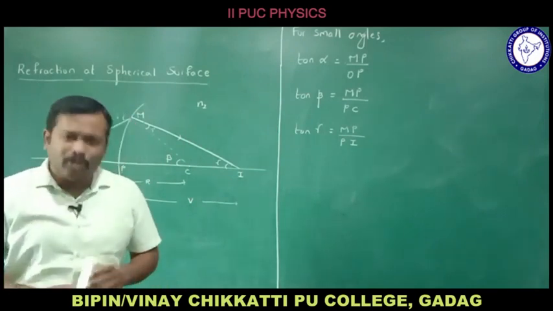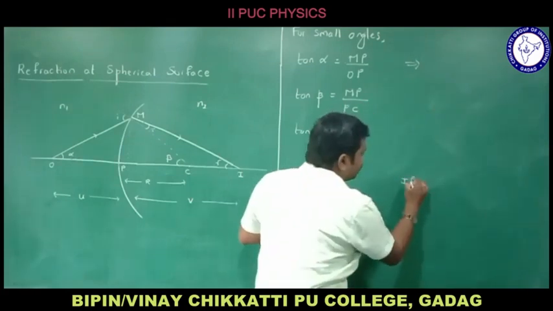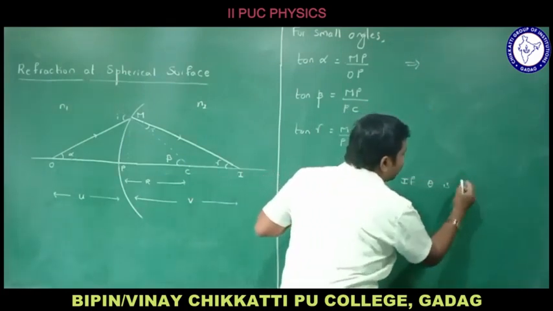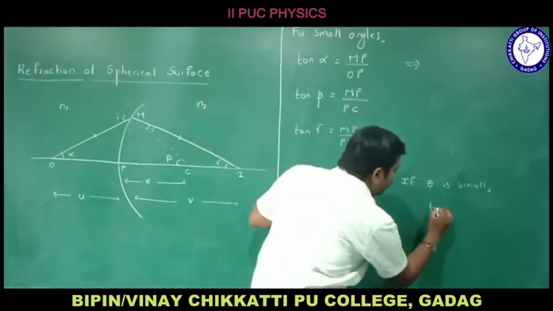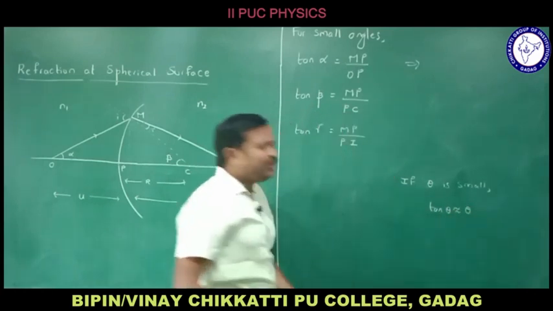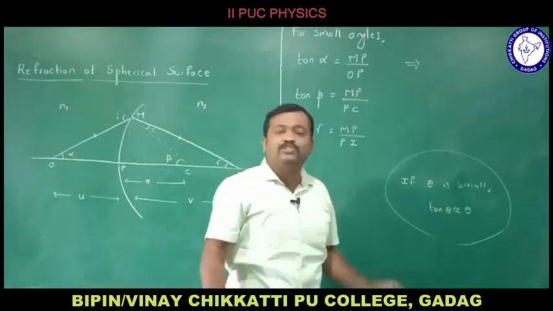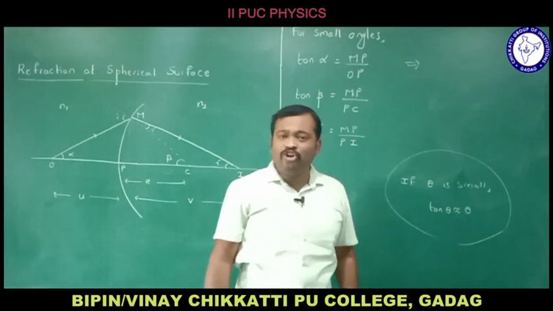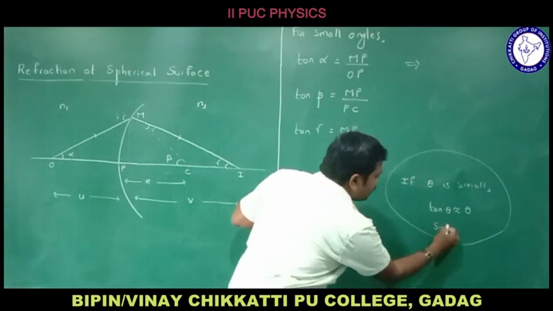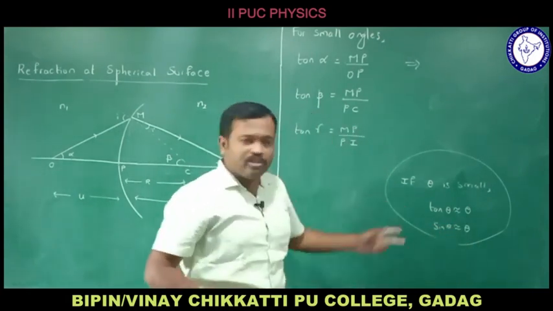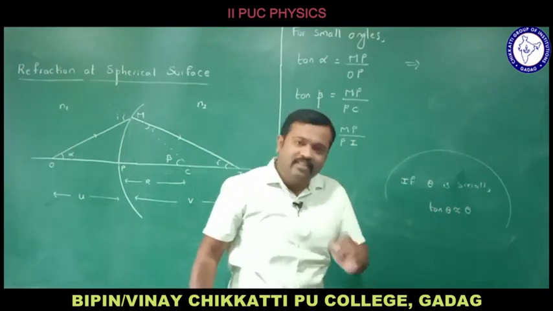Since the angles are small, do remember, if theta is small, you need to know this: tan theta will be nearly equal to theta. Whenever theta is small, tan theta is nearly equal to theta. Do you understand this, right? Even if theta is small, sin theta is equal to theta. These all hold good. If theta is small, I can replace tan theta by theta here.